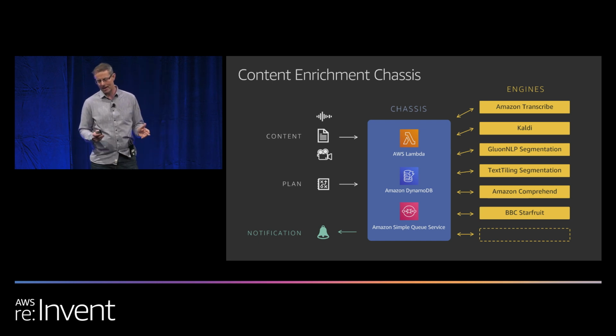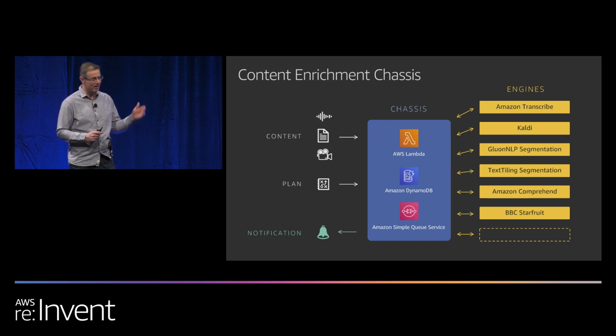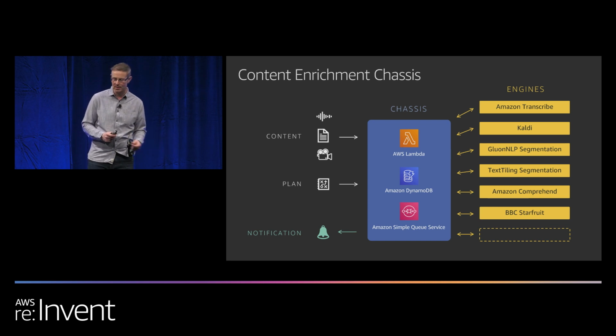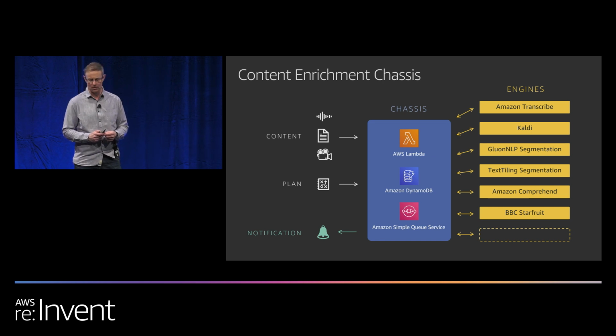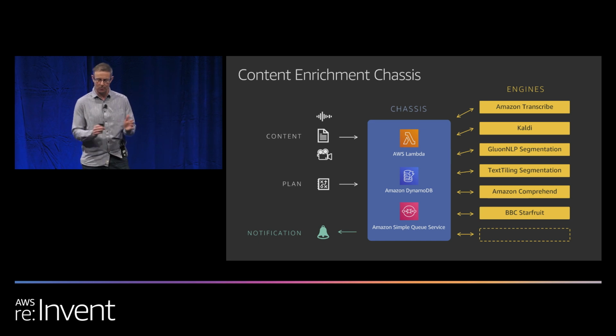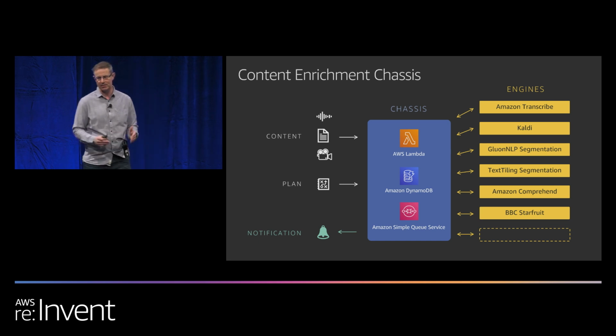One of the key benefits of the chassis to the BBC is the ease of integration. Within 20 minutes, a client can create an IAM role and an SNS topic, and then they can start posting and receiving notifications on the content that they want analysed. And for the engine authors, which are typically research and development at the BBC, they can integrate their engines into the chassis in an hour or less. So that allows them to release the work that they've been doing much more quickly than they've been able to in the past.